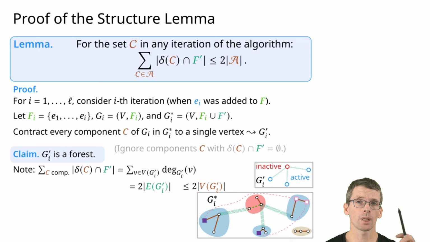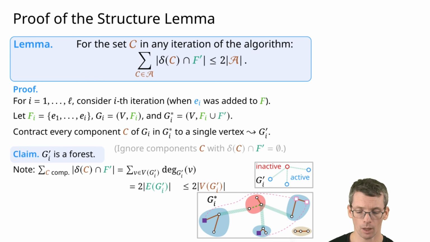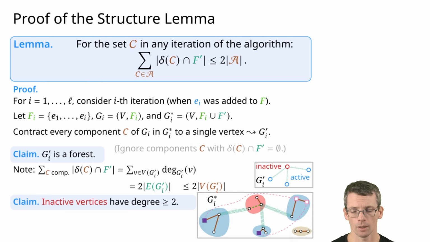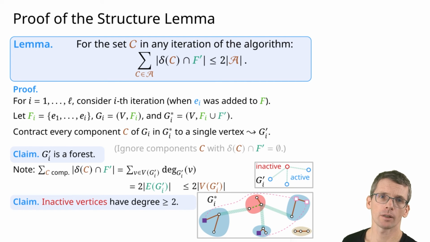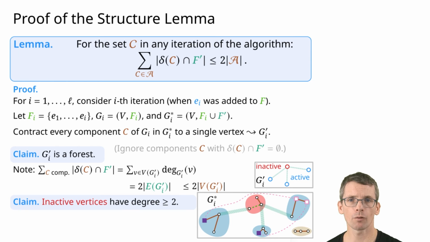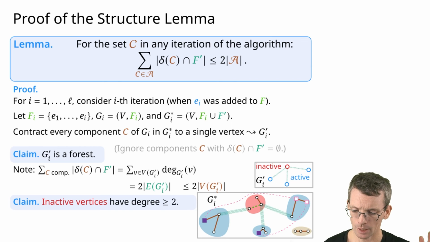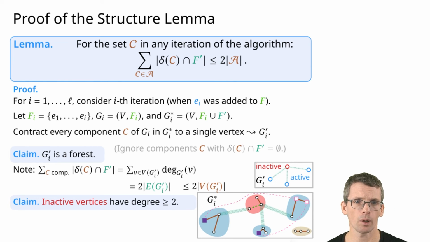Now, the missing piece in our puzzle is the following. Inactive components have degree at least 2. So what this says is inactive components cannot have a degree of 1. Because degree 0, we would have removed it already. So degree 0, it doesn't count. Saying degree at least 2 means it does not have degree 1.